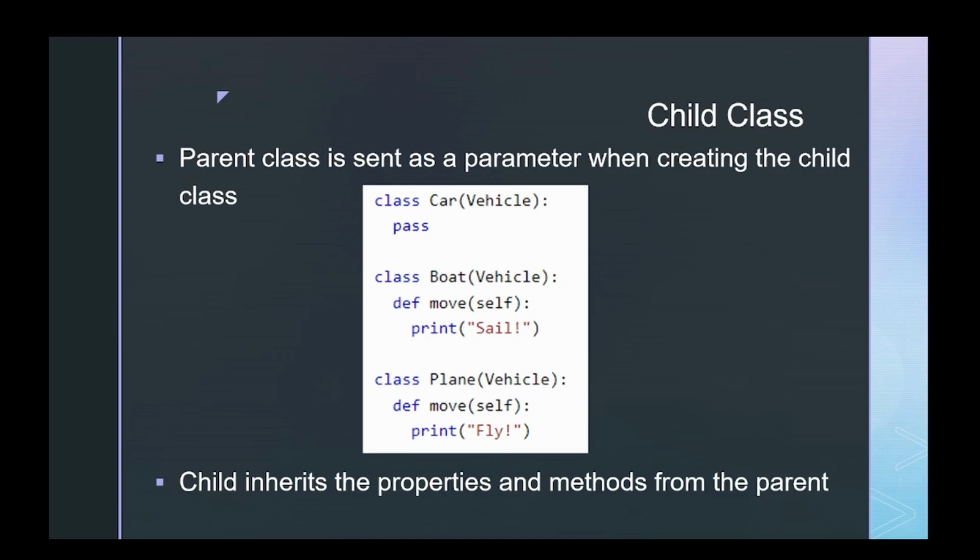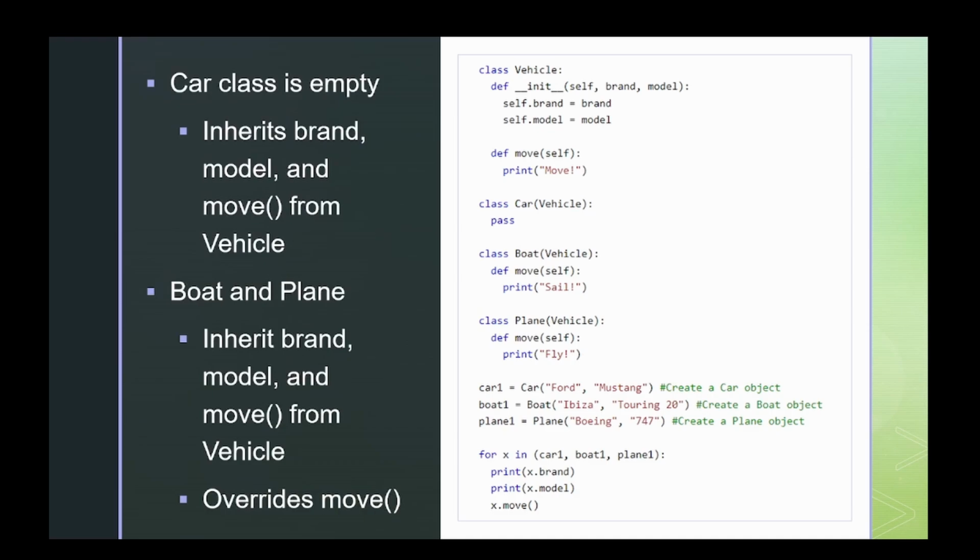Those child classes are going to do whatever they override first. And then if it doesn't have anything overridden, it is going to default back to what the parent says. So let's put everything together. I've got my class vehicle at the top, and then I've got a car, boat, and plane, which are each a type of vehicle. Car is empty, so it's just going to inherit the brand, model, and move from the vehicle. But boat and plane are going to inherit brand and model because I didn't say anything different, but they are going to do something different when I say to move.